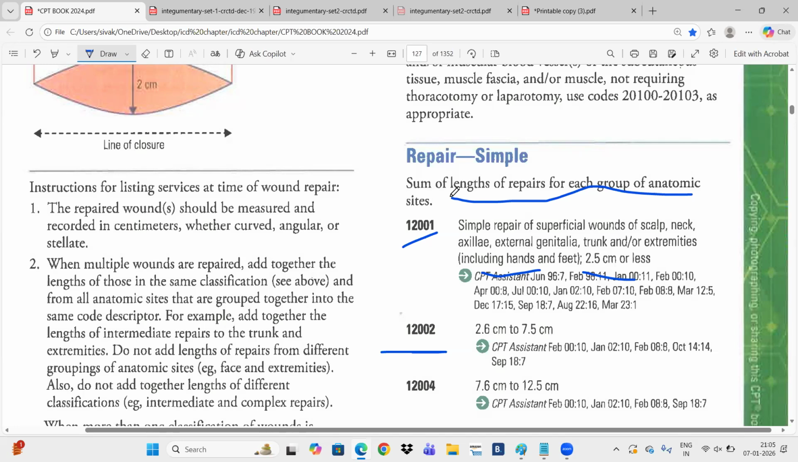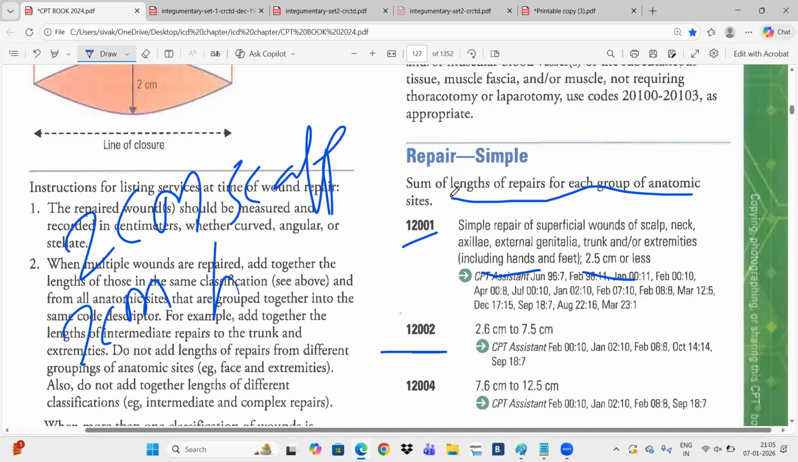Clear? 12001, 12002, 12004. Suppose 2 centimeter scalp, 2 centimeter hand. How do we need to code? Both are closed with a single repair. 12002. We need to sum the surface area. Yes.